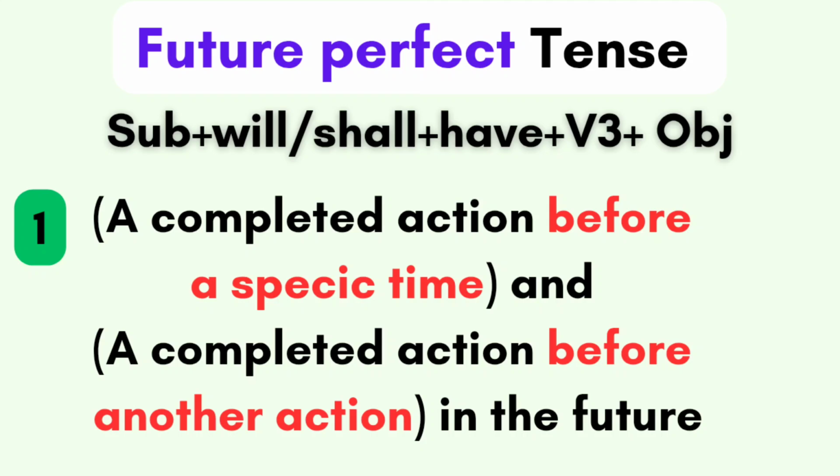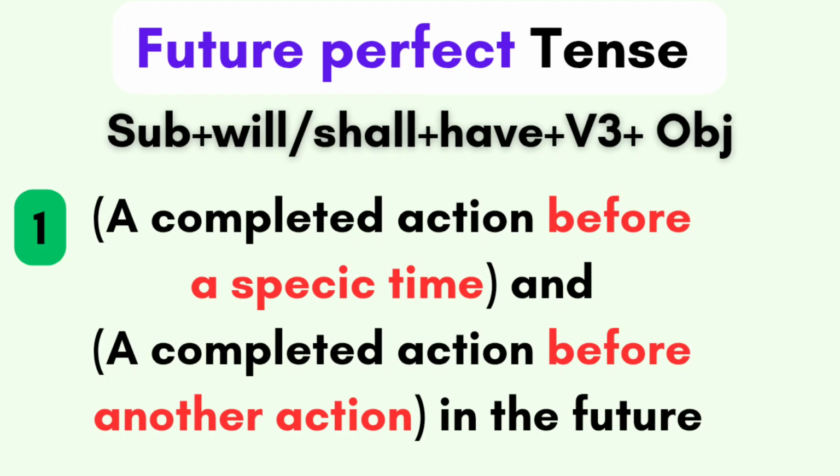In previous videos, we discussed use cases of future continuous tense. In today's video, we are going to talk about future perfect tense. Look at the structure. Subject plus will or shall plus have plus V3 plus object. Look at the definition of the use case. A completed action in the future before a specific time or before another action.